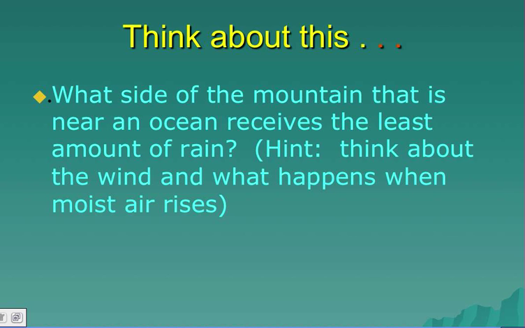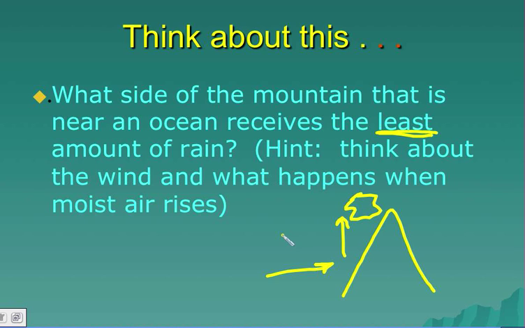So thinking about it, what side of the mountain would be near an ocean, receiving the least amount of rain? Okay, what would I call that side, the side with the least amount of rain? Again, the mountain forces the air upward. Forcing up of the air creates the rain. That is my windward side. As the air approaches the other and sinks, that is my leeward side. So the side of the mountain with the least amount of rain, I would call that the leeward side.